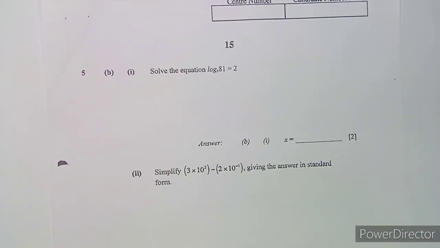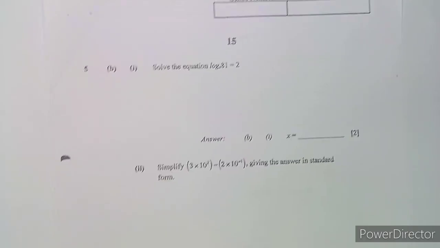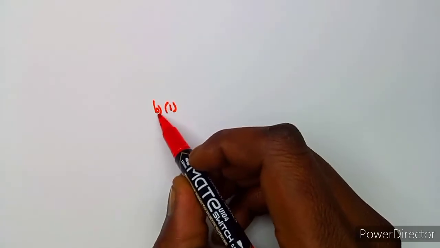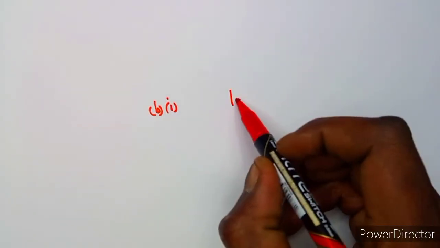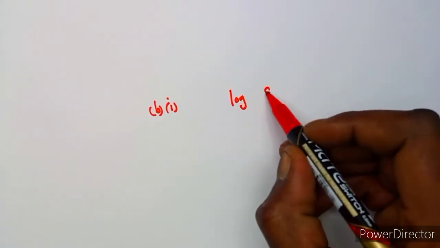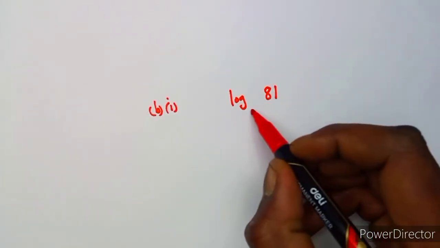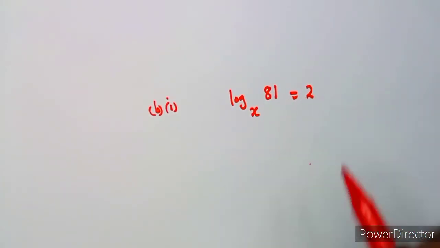Okay, on 5b item 1, we are now asked to solve an equation which is under logarithms. Okay, so this is b item 1. This is an equation, but it is under logarithms. Okay, so this is what we have got for this equation. Solve. So what are we solving for? Definitely we are solving for x, and it's a log.